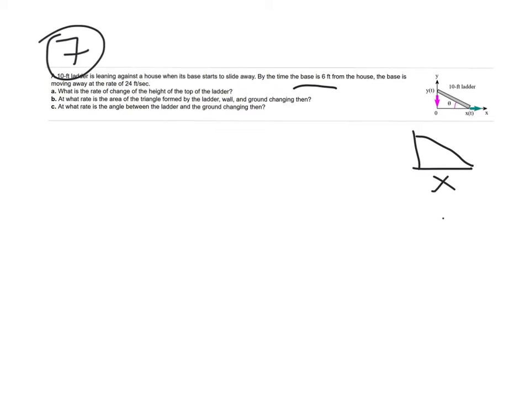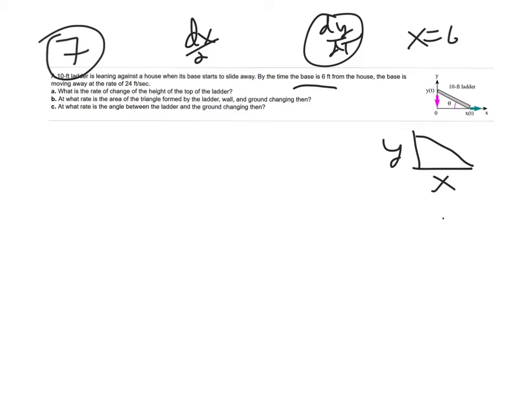X is changing, Y is changing. Y is the height, we'll call it. They're telling me at the time when x equals 6, we're looking for dy/dt in this case, or dh/dt. Okay, and they're telling me dx/dt is 24 feet per second, and that's how fast that's sliding. We're looking how fast that's sliding down. And of course, this is a constant. This is 10. That's not changing any distance.